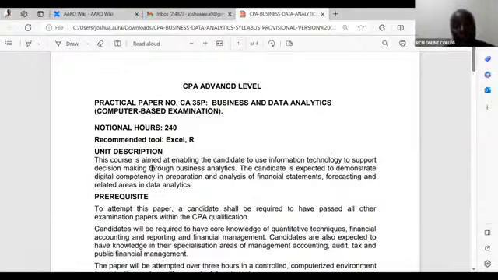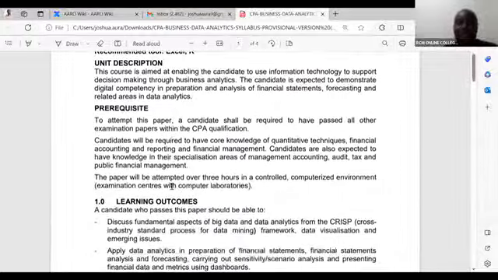The candidate is expected to demonstrate digital competency in preparation and analysis of financial statements. So we shall be required here to prepare financial statements in Excel. So we shall be required here to teach you some basic financial accounting that you did in the foundations level, what we used to call financial accounting. We must be good at forecasting, and then we have related areas in data analytics.